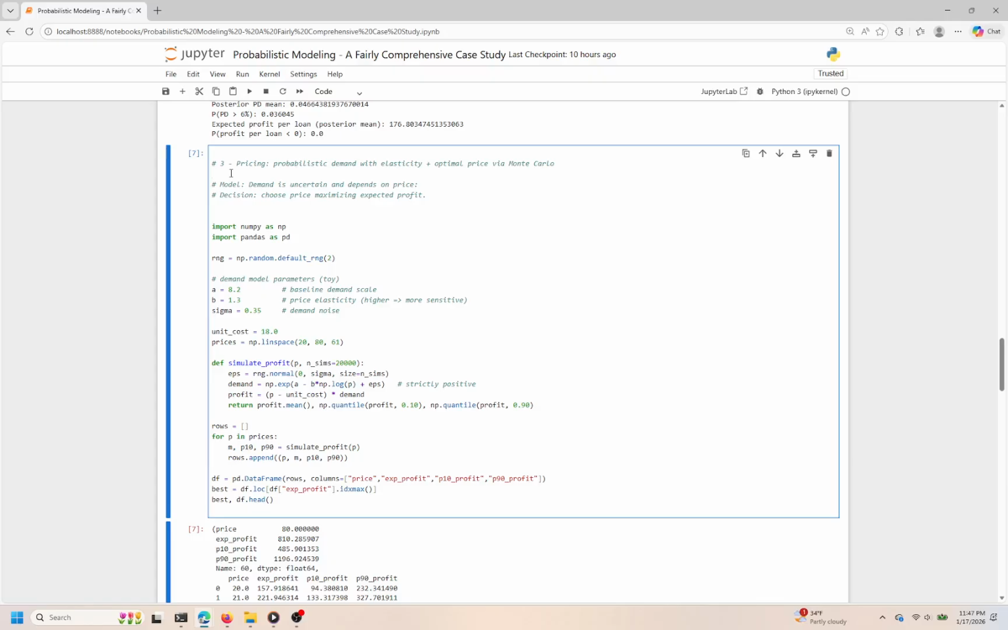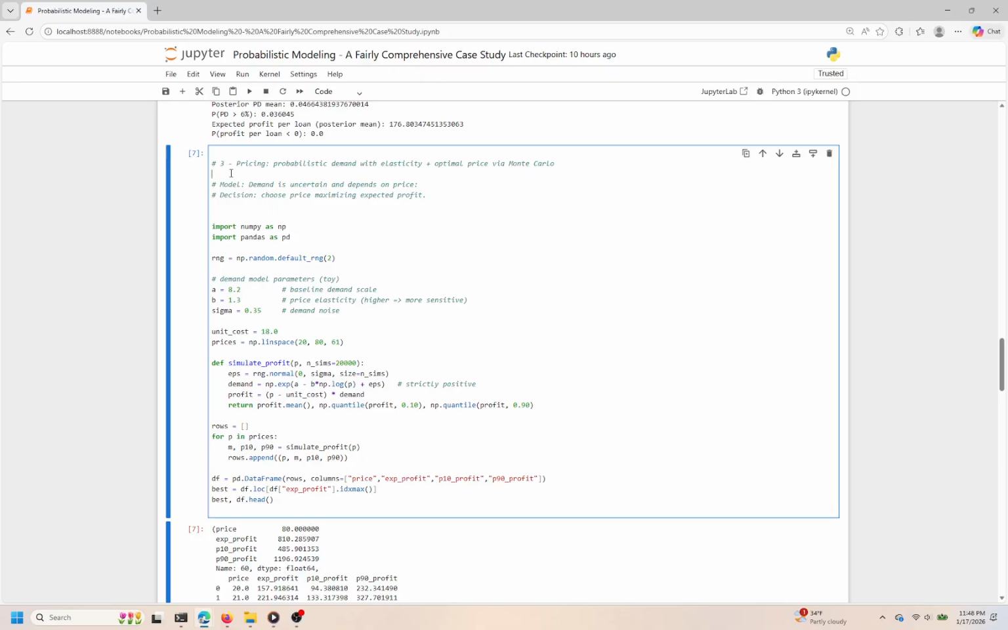The code begins by defining a basic demand model with three key parameters: a baseline demand scale, the price elasticity that gauges how sensitive demand is to changes in price, and a measure of demand noise to reflect real-world variability. We also define the unit cost of the product and a range of potential prices to analyze. A pivotal function is established, designed to simulate profit based on a given price over multiple trials.